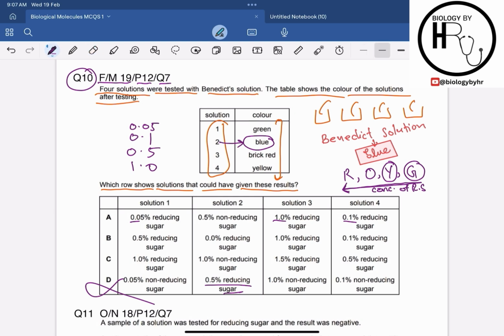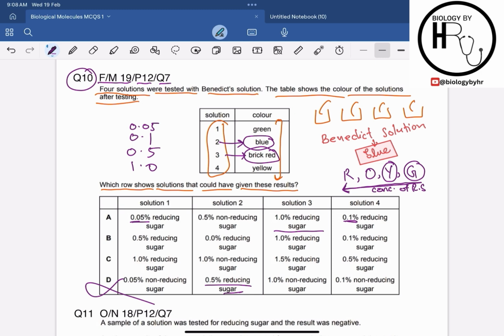Then if I talk about the brick red, which is the solution 3, right? It means that the highest concentration of the reducing sugar is present in the solution C. Why solution 3? Because it is showing a brick red color, right? So the highest concentration of the reducing sugar in option A is 1, right? You can see 0.05 and 0.1, and 1 is the highest one over here. So yes, we can consider option A, that yes, the reducing sugar is present in the highest amount.